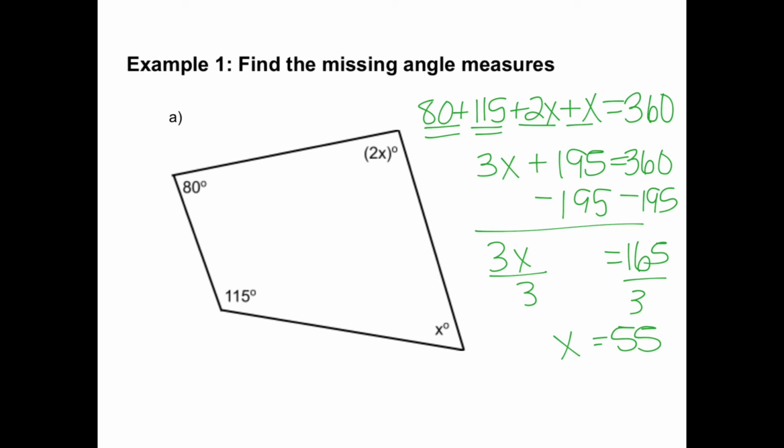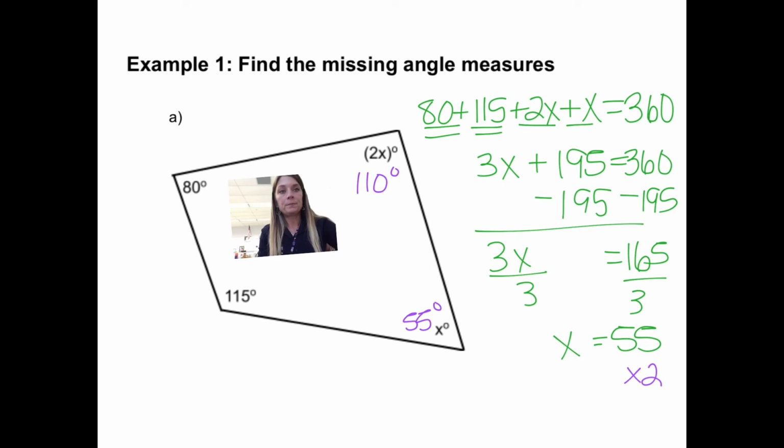Now, we have to, as always, make sure that we are actually answering the question that is being asked. This says to find the missing angle measures. It just so happens that x is an angle measure. So we did find the measure of this angle is 55. And then we just need to multiply it by 2 to get 110 degrees here for the 2x angle.